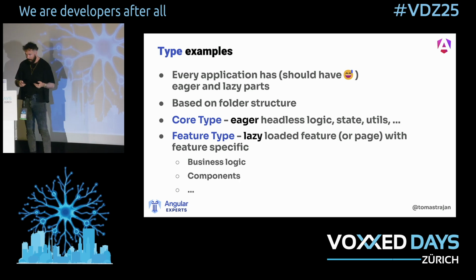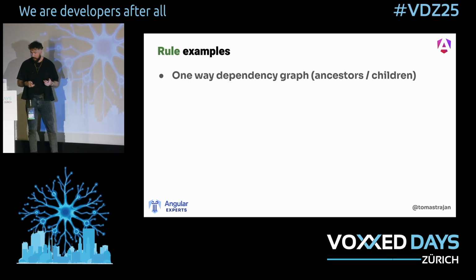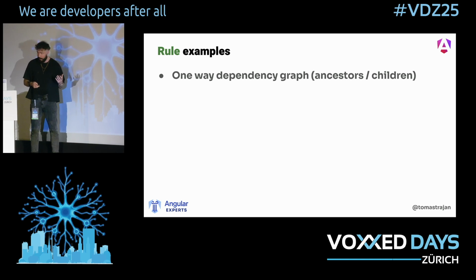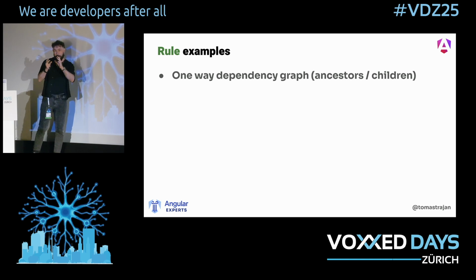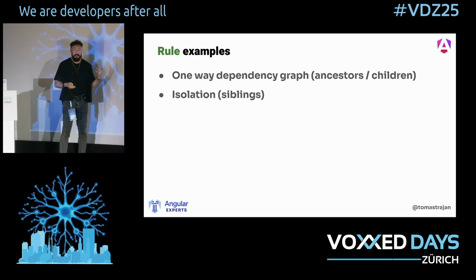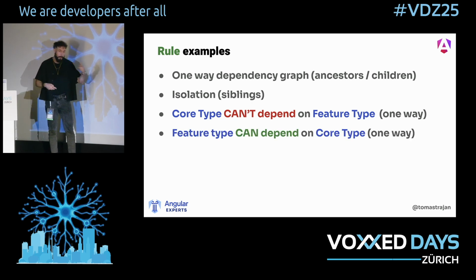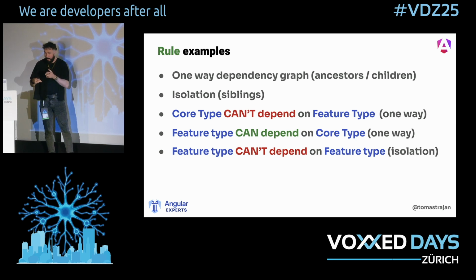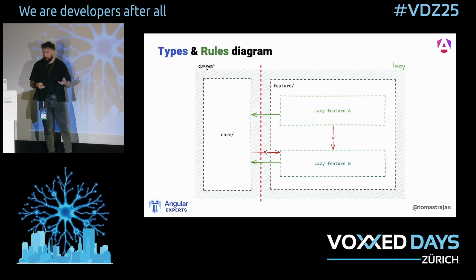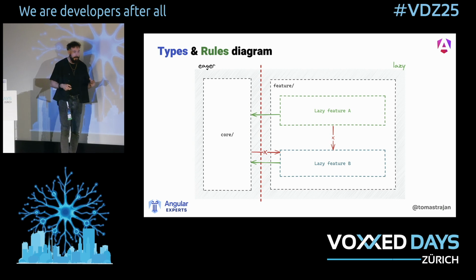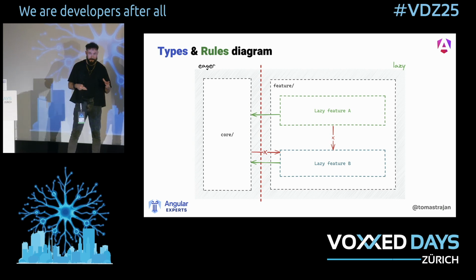So this can be components, services, all this kind of stuff. And then what we want to encode with the rules is that we honor the one-way dependency graph, especially that the lazy part can depend on the eager, so the lazy features can consume from core, but not the other way around, and the isolation between the features. So core cannot depend on feature, feature can depend on core, feature can import the user service to see who is currently logged in and what they should see, and the feature cannot depend on or import from another feature. Or if you prefer a picture, this encodes our very simple architecture with two types and a couple of rules.